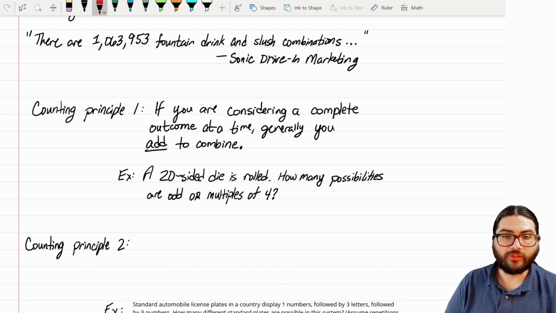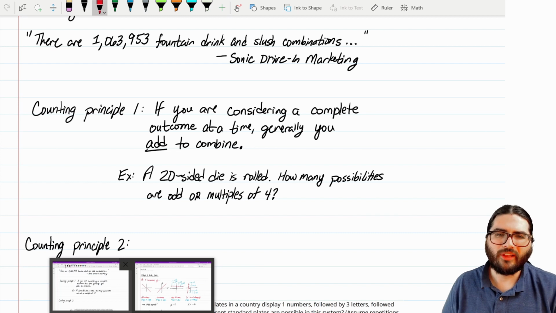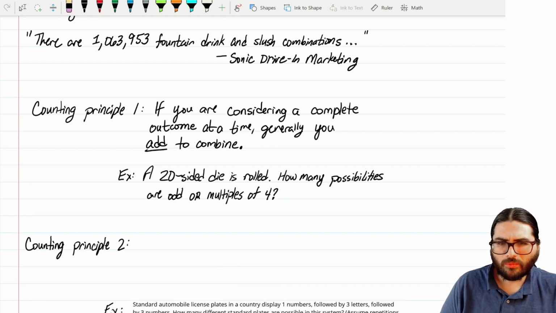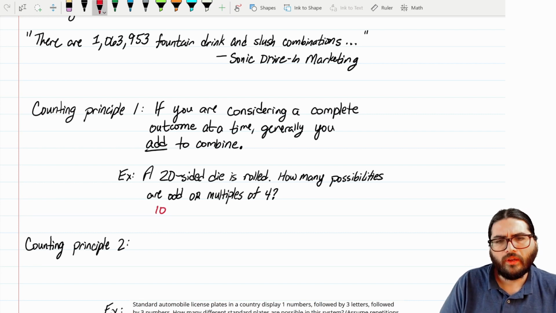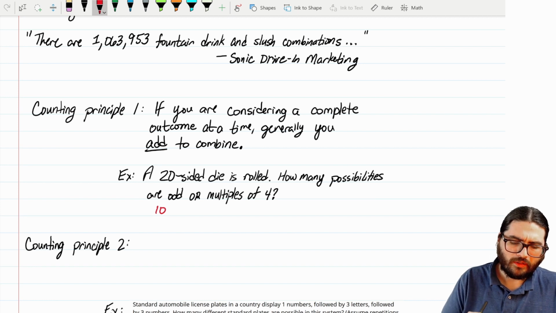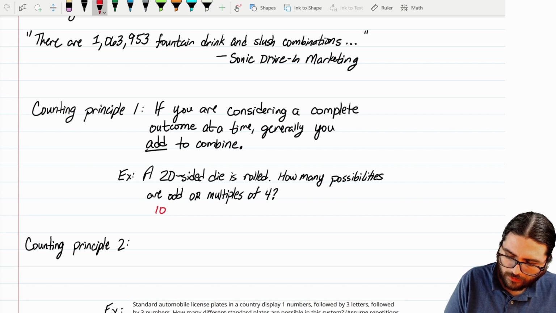And this example with the die is a good one because it says, if a 20-sided die is rolled, how many possibilities are odd or multiples of 4? Well, these multiples of 4 or odd numbers are already a complete outcome. I don't need to multiply how many numbers are odd times how many numbers are multiples of 4. I just want to collect them all together. How many numbers are odd? Let's see, that's 10 out of 20. How many numbers are multiples of 4? That'd be 4, 8, 12, 16, 20. 5 multiples of 4.